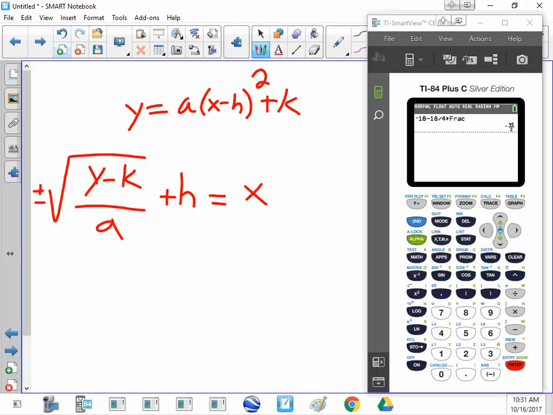If y equals 0, that is the equation. So the equation is the square root, plus or minus, of negative k over a, plus h. So that one's actually pretty easy. And then 97. Oh, you're paying attention now.